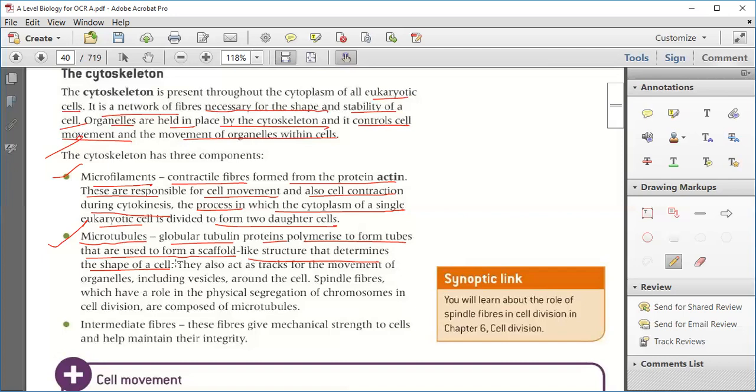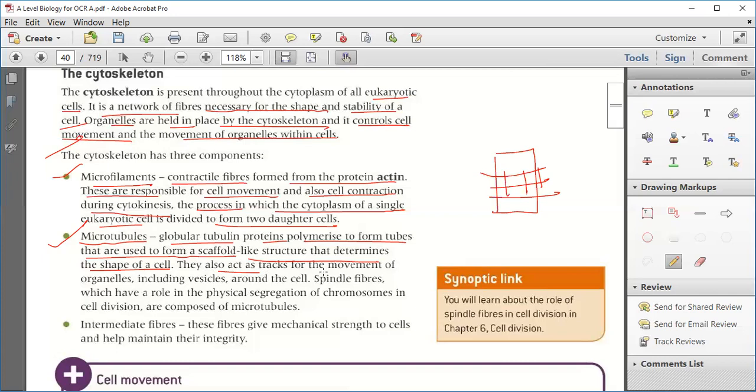Scaffold means a structure which is made, say, if there is a very big building, suppose this is a building, and we want to do some painting over that building. So around that building we make a structure of iron. This structure is known as scaffolding. So in a cell, these microtubules are like the scaffolding.